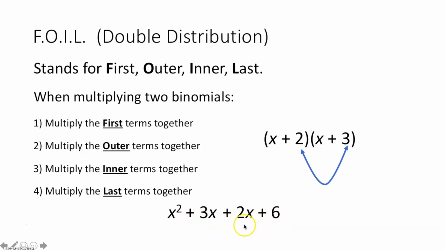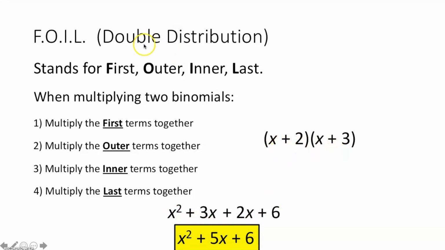After you've multiplied that all out, are there any like terms? Yeah, there should be. There are 2 like terms actually: the 3x and the 2x. So we add those 2 like terms together and get 5x. So we end up getting x squared plus 5x plus 6. And that is how you FOIL. That's how you multiply two binomials together.